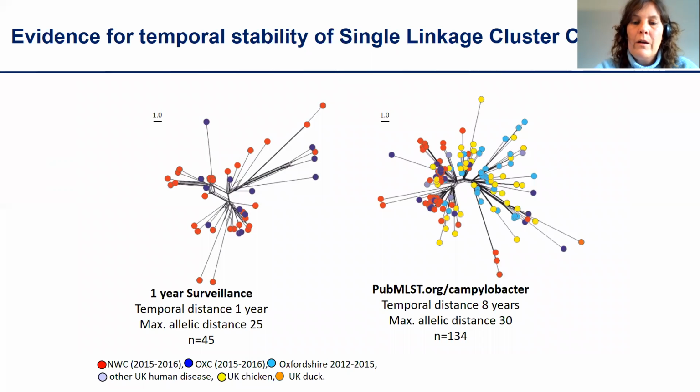And then when we compared this with other isolates on the Campylobacter database, this time spanning 8 years, the distance only increased to up to 30 differences. So we're seeing some very stable, very closely related single linkage clusters in the food chain. And the fact that we're picking them up in the northeast and Oxford probably reflects the sort of national distribution of food.